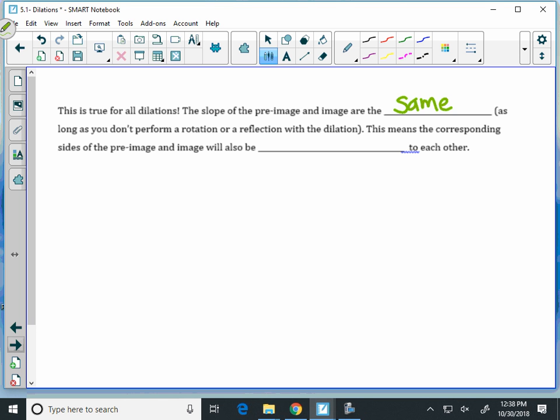This means the corresponding sides of the pre-image and image will also be what to each other? What types of lines have the same slope? You may know what they're called? Parallel. Parallel, very good. So the pre-image and image, when you just do a dilation, are always going to be parallel to each other. They will never intersect. It might look like they do if they're really, really close, but that's just human error in trying to draw the straight line. They'll never touch. They'll always be parallel.